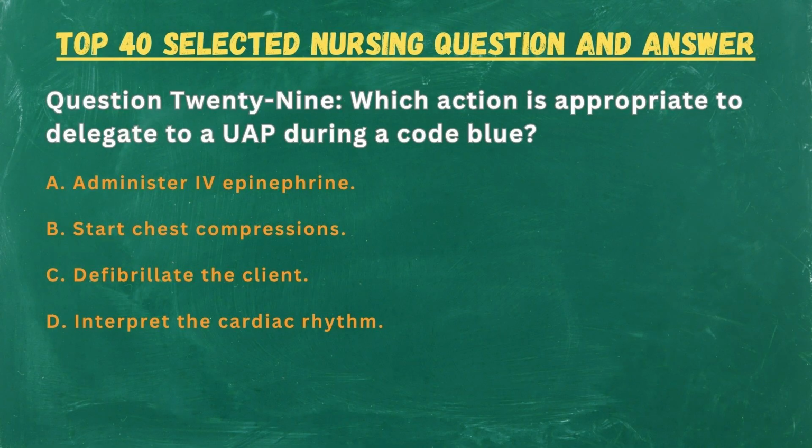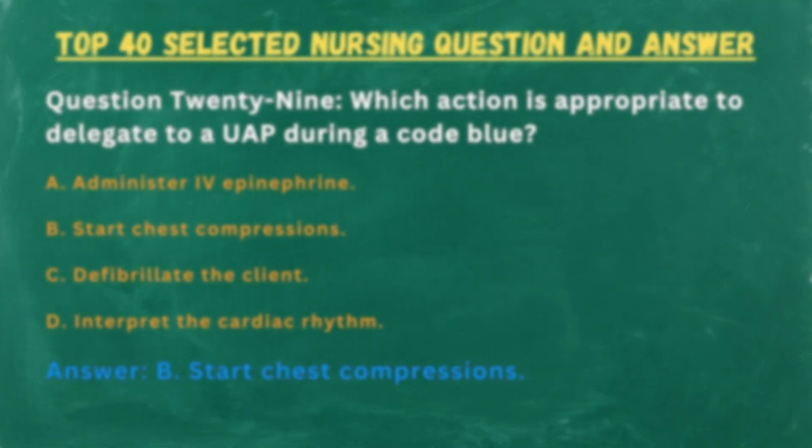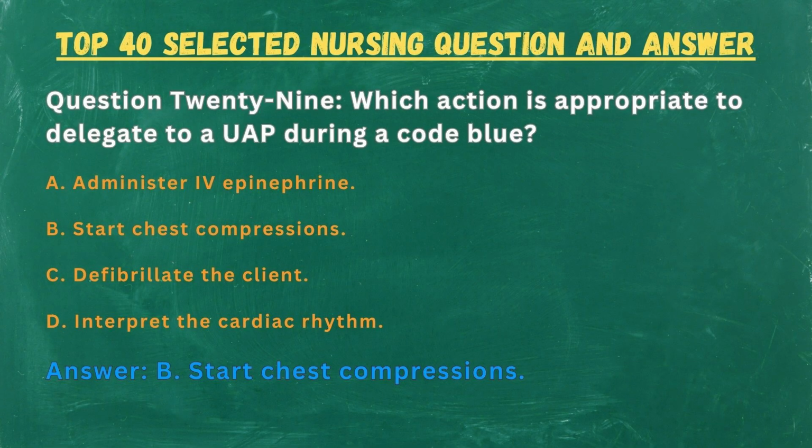Question 29. Which action is appropriate to delegate to a UAP during a code blue? A. Administer epinephrine. B. Start chest compressions. C. Defibrillate the client. D. Interpret the cardiac rhythm. Answer: B. Start chest compressions.